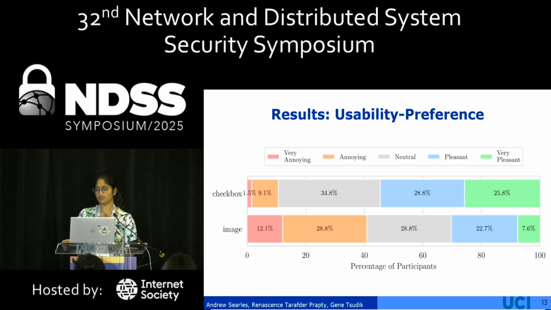We also obtain users' preferences using a custom scale and see that checkbox is thought to be pleasant or very pleasant, while image CAPTCHA is considered to be annoying or very annoying.